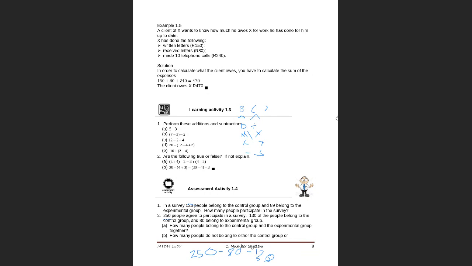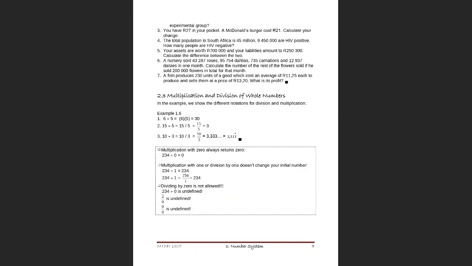Okay, now let's go on to the next one. Okay. Now the next one says that you have 27 rand in your pocket. A McDonald's burger costs 21 rand. Calculate your change. Obviously, it is 27 minus 21. It will be 6 rand.